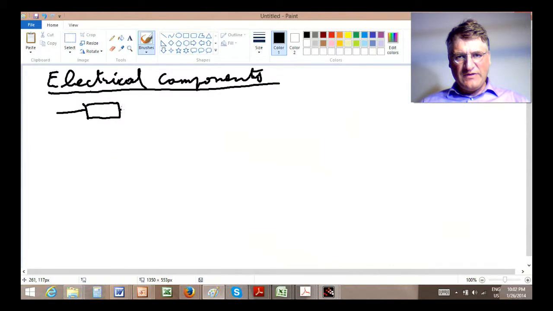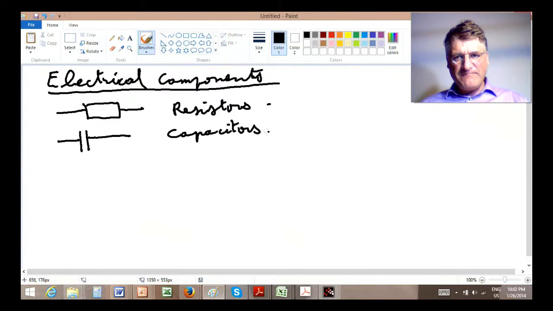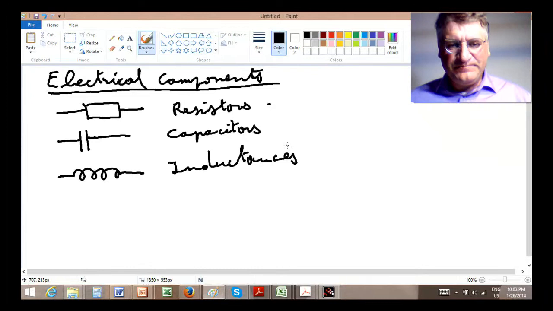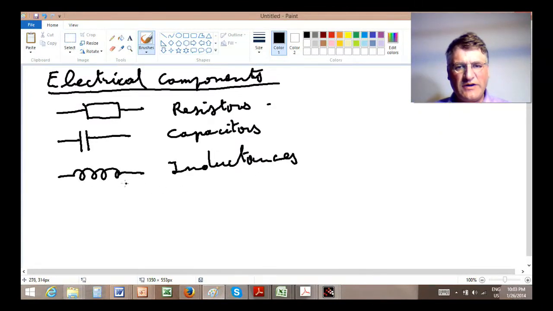resistors, denoted by a rectangle, capacitors that are represented by two plates parallel to each other, inductances represented by a solenoid. Okay, they are also called solenoid.